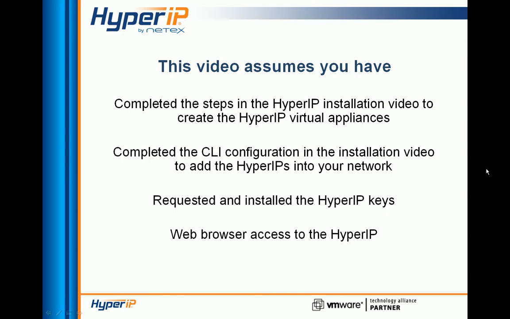This video assumes you have completed the steps in the HyperIP installation video to create the HyperIP virtual appliance. You've completed the initial configuration. Web browser access to the HyperIP is available, and you have requested, received, and installed your HyperIP keys. If you have not requested keys and need to know how, please view the HyperIP installation video or quick start guide.